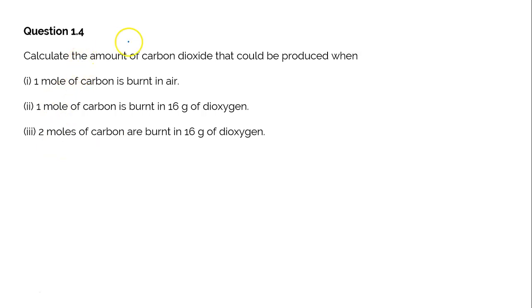The first one is: calculate the amount of carbon dioxide that could be produced when 1 mole of carbon is burnt in air; when 1 mole of carbon is burnt in 16 grams of dioxygen; when 2 moles of carbon are burnt in 16 grams of dioxygen. So they are talking about the same reaction, burning carbon in presence of oxygen to give you carbon dioxide.